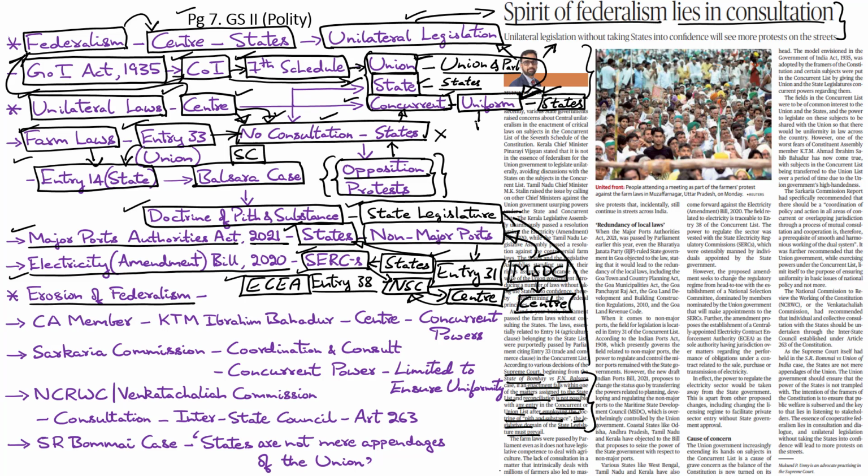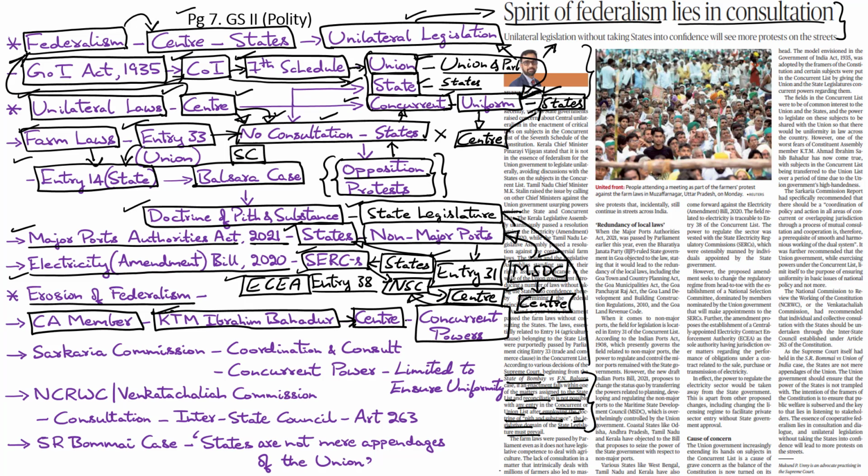So the concurrent powers of the Centre were supposed to be limited for the sake of ensuring uniformity amongst these different state laws. But however, during these deliberations, one of the members of the Constituent Assembly, Mr. KTM Ibrahim Bahadur, had expressed concern back then that over a period of time, the Centre might overreach and might gradually snatch away these concurrent powers from the states. So according to the writer, these fears that were expressed by KTM Ibrahim Bahadur are coming true in the light of the Centre resorting to unilateral legislation without consulting the state governments.